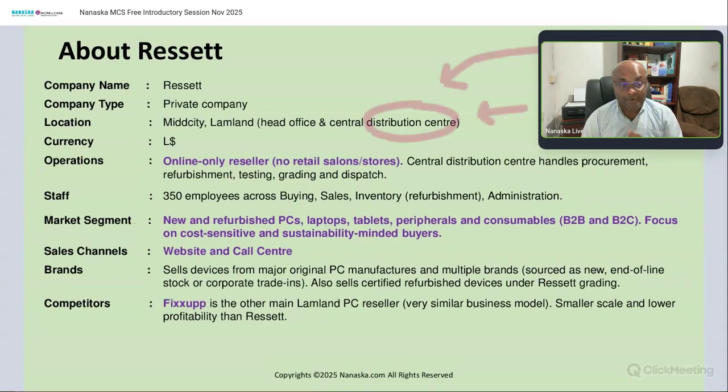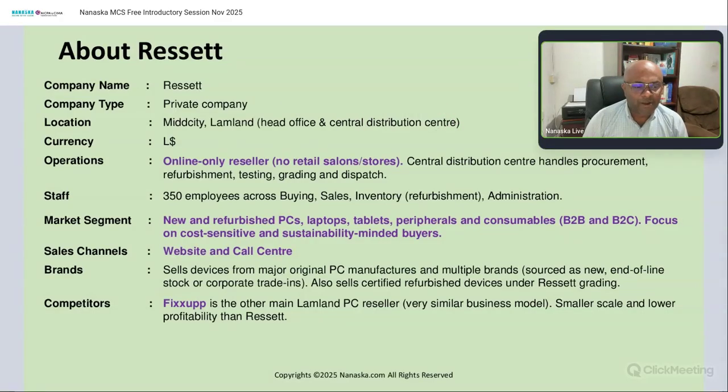We have 350 employees. Of course, as you know, we are not manufacturing computers. What are these 300 employees doing? Wow. They are in the buying. Buying what? Buying those used computers. Right? And selling.